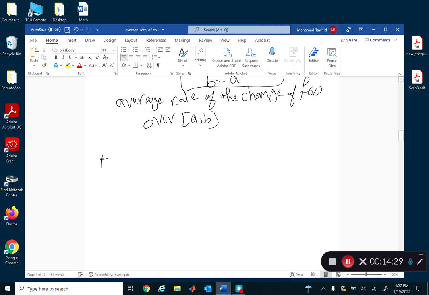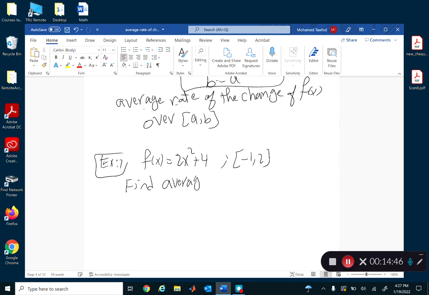For one example, if I give you f of x, what is your f of x? Say f of x equals 2x squared plus 4, and they give you the interval -1 and 2. What is the question? I need to find the average rate of change of f of x over the interval -1 and 2.